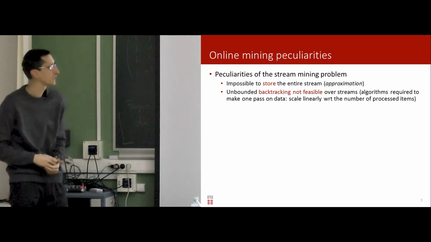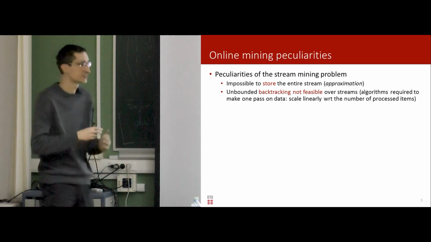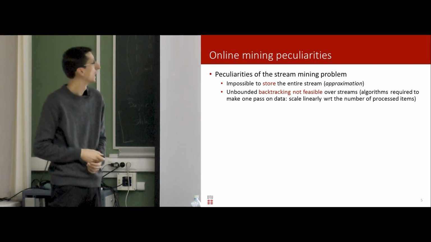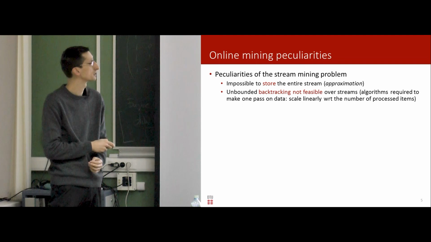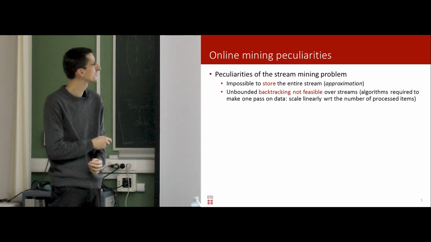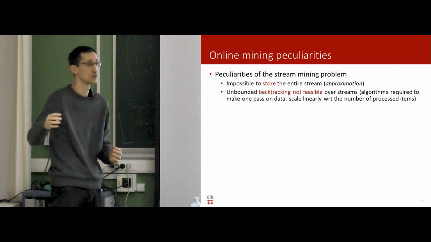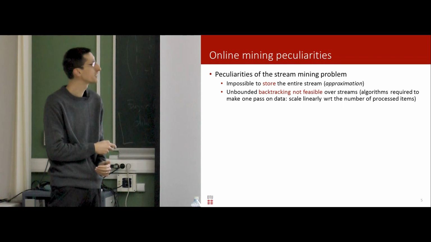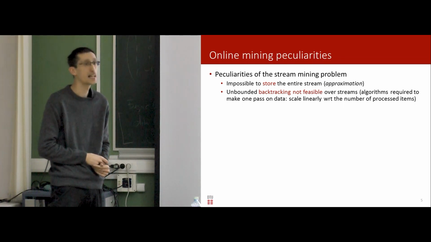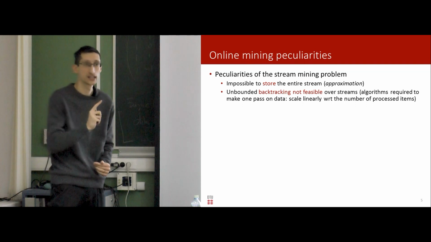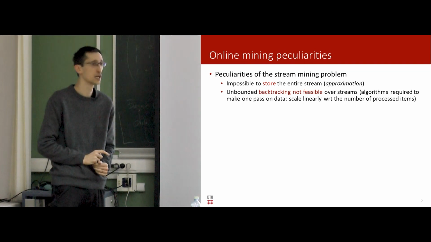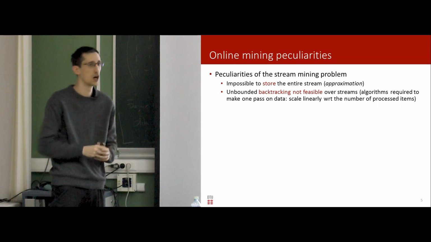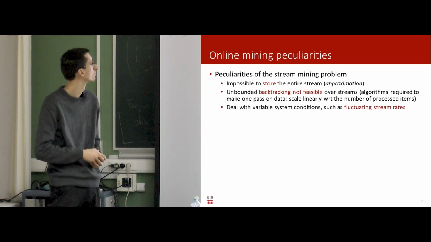Unbounded backtracking is not feasible over a stream. Since we cannot store our data, we cannot backtrack on it. So the algorithms operating over data streams are typically said to do one pass over the data. We analyze the data and then we drop it. They have to scale linearly on the number of processed items, which means that for each event, in the process mining use case, we have just constant time operations available.